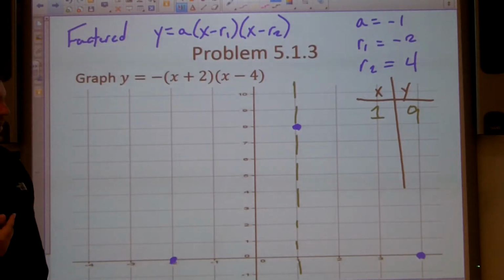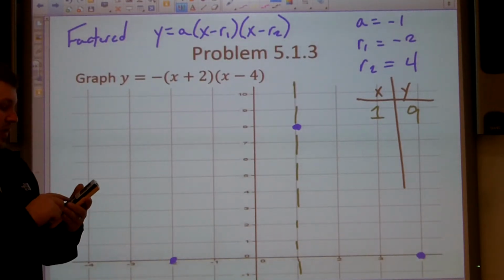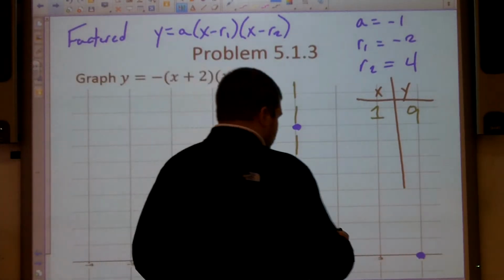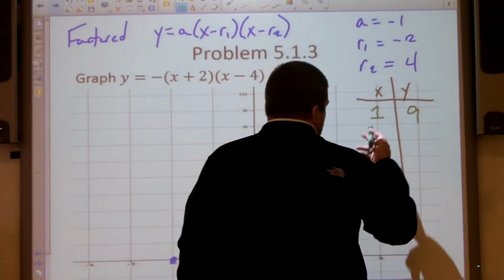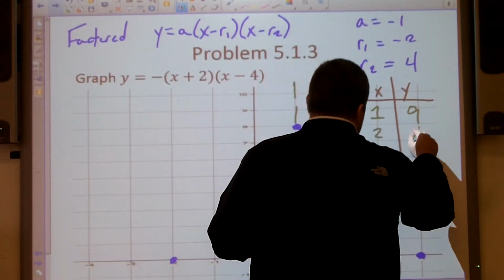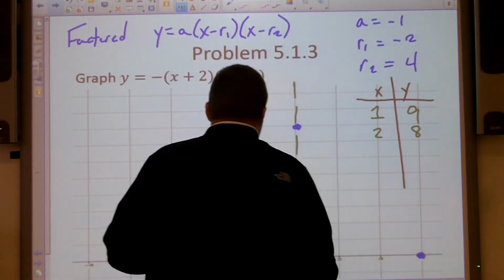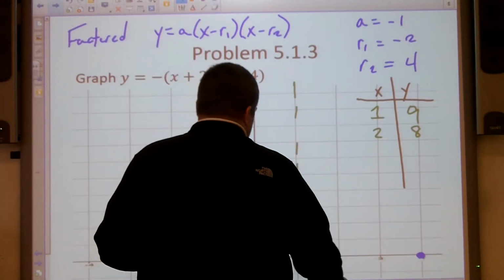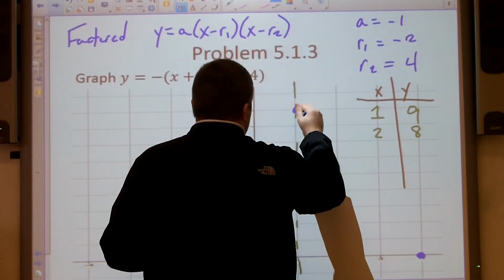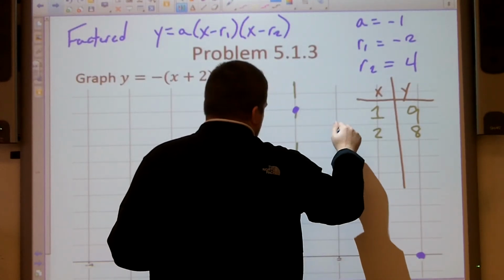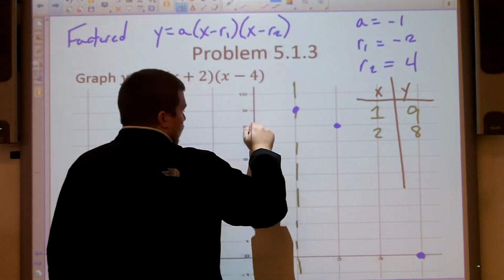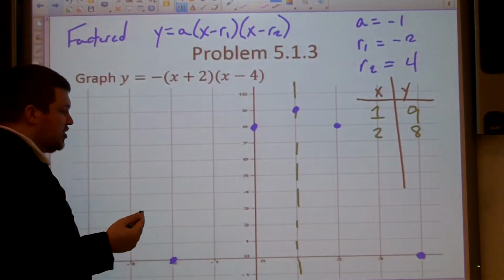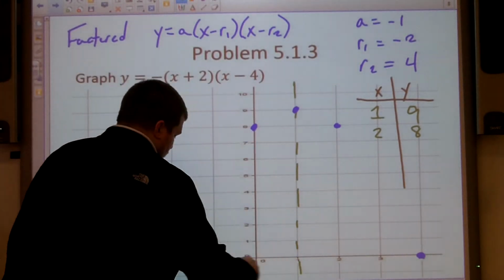Alright, so now I just need to find 2 more points. Okay, so maybe at x equals 2, y equals 8. Okay, so at x equals 2, and actually I put my vertex down one spot too low, excuse me. So at x equals 2, y equals 8. Because of symmetry, I buy one, get one free. And now I'm ready to just connect the dots. It's pretty easy at this point.